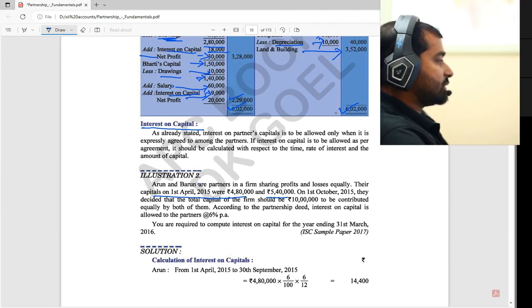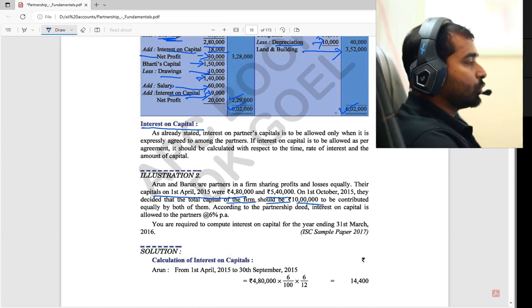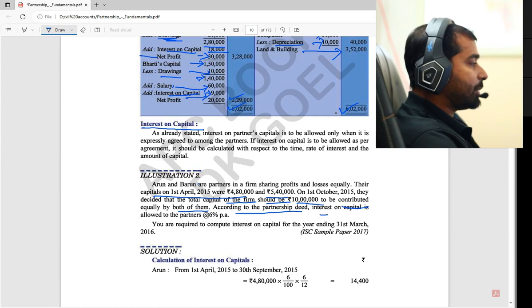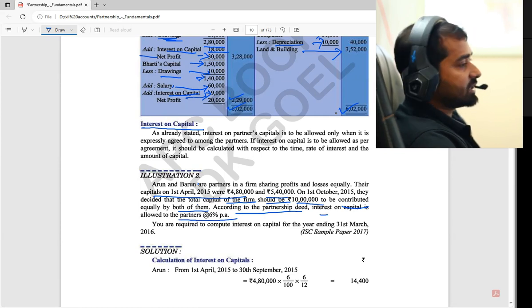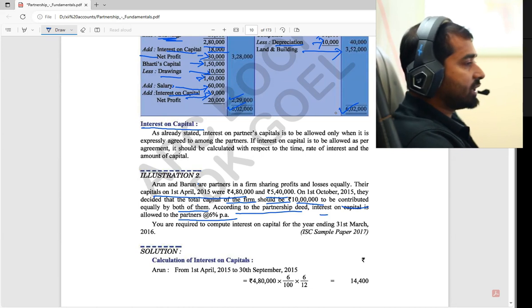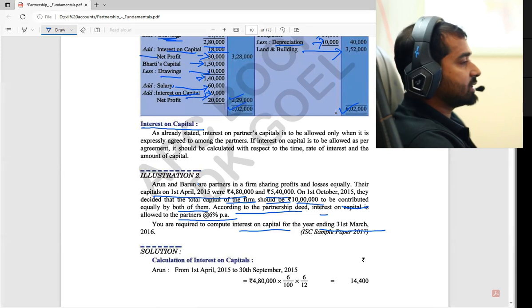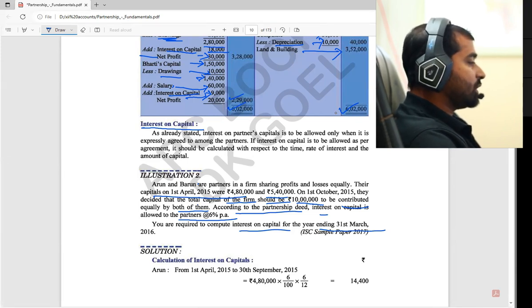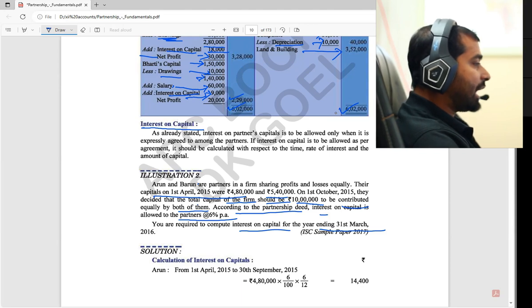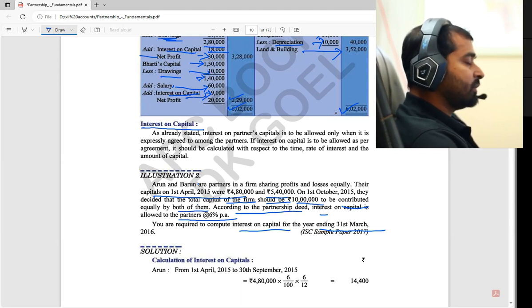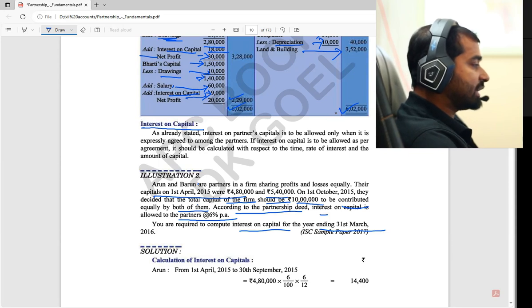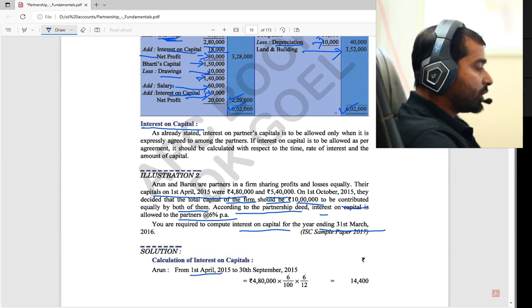And they decided that the total capital of the firm should be 10 lakh rupees, to be contributed equally by both of them. According to the partnership deed, interest on capital is to be allowed at 6% per annum. Now let's see how to calculate the interest on capital. You are required to compute interest on capital for the year ended 31st March. Interest on capital we should calculate from the time that capital was introduced. Now see that we calculate from 1st April 2015 to 30th September 2015.